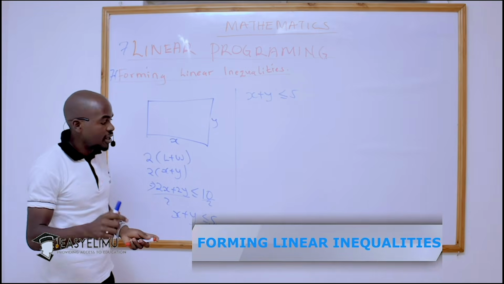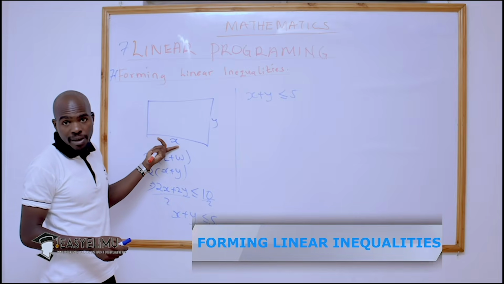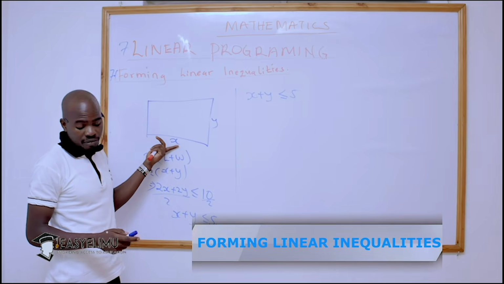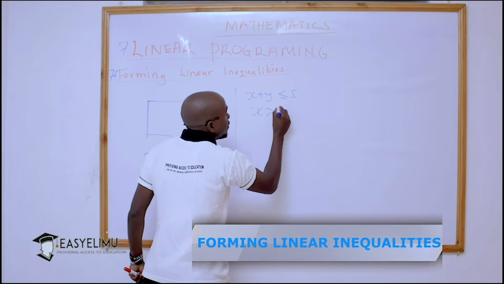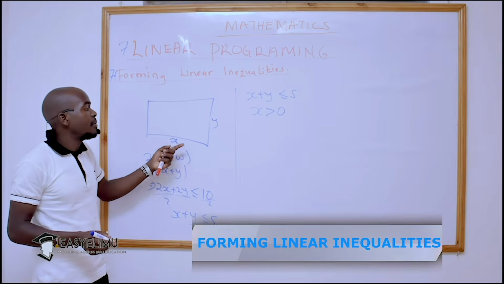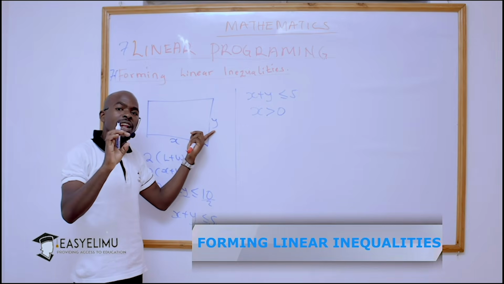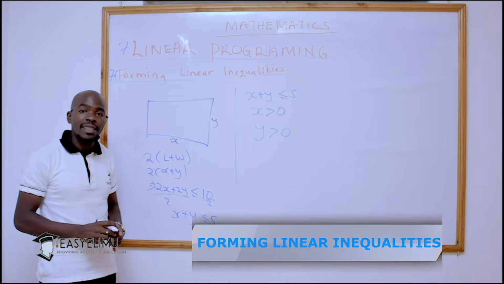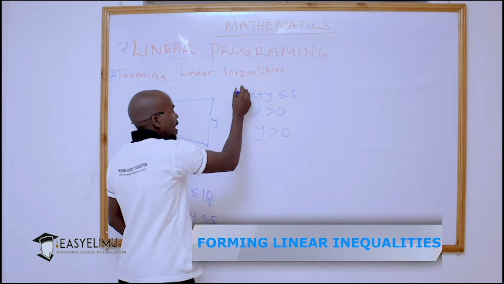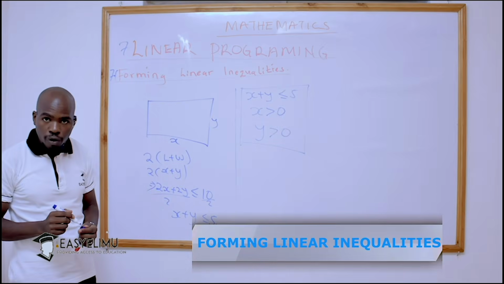So remember one thing. Length is a positive measurement. We cannot have a negative measurement. So that means that x is greater than 0. And at the same time, y, which is width, it has some measurement, which means it cannot be negative. So meaning it is also greater than 0. And these are the required linear inequalities that we were required to form.